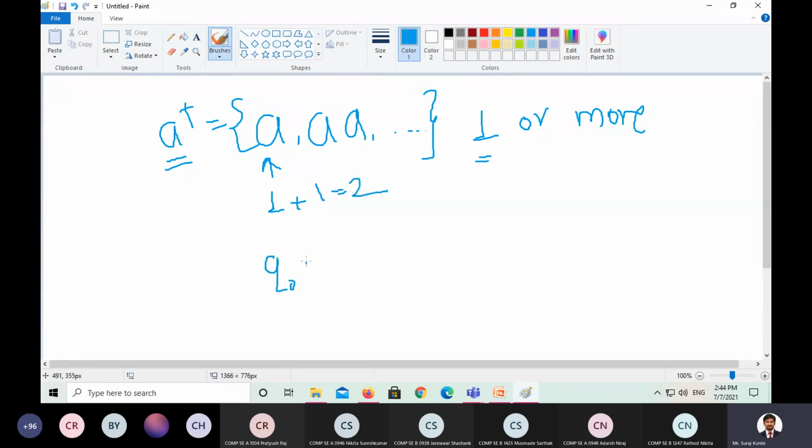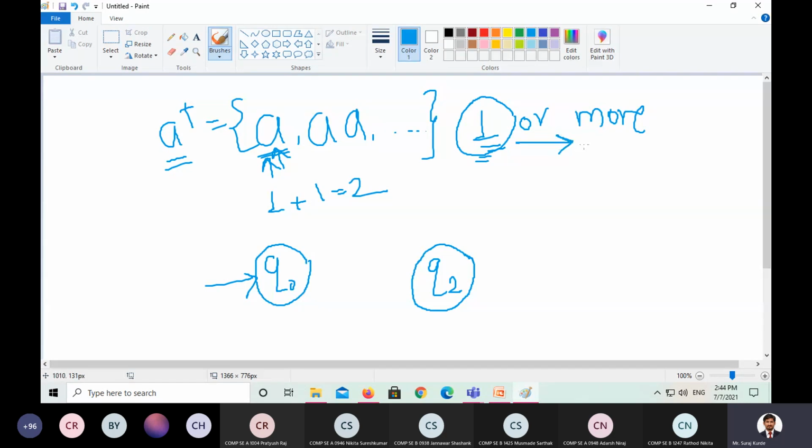Let's take two states. Initial state, and let's say some Q2 is there. I will not mark it with QF. Let's say it is a Q2. Now what is the minimum string? A. For input A, I have to change the state because it accepts 1 or more. So when your first A is read, the condition is satisfied. How many A's are there after the first A doesn't matter.